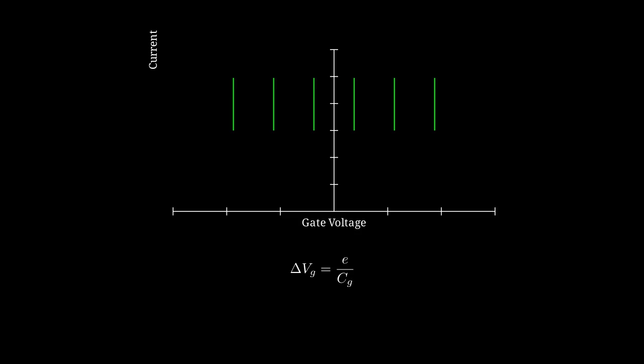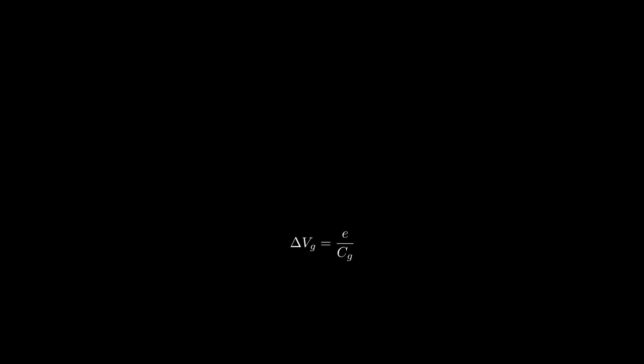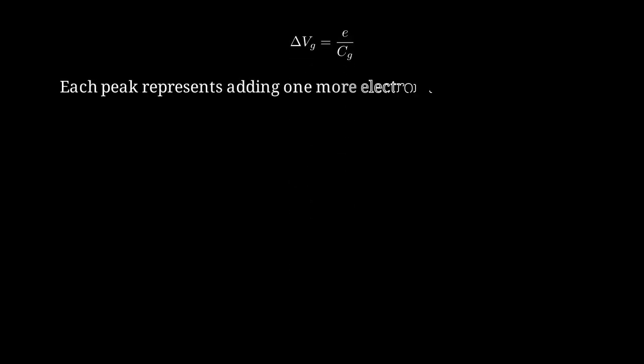The spacing between peaks is delta V_G equals e divided by C_G, where C_G is the gate capacitance. This gives us information about the device geometry. Each Coulomb peak represents the dot going from n electrons to n plus 1 electrons. The valleys between peaks are the Coulomb blockade regions where the electron number is fixed.